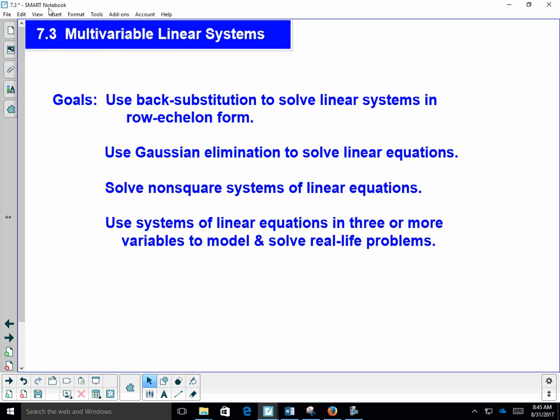Hi, welcome to 7.3 Multivariable Linear Systems. What we're going to cover today is how to use back substitution to solve linear systems in row echelon form, to use Gaussian elimination to solve linear equations, solve non-square linear equations, and use systems of linear equations in 3 or more variables to model and solve real-life problems.